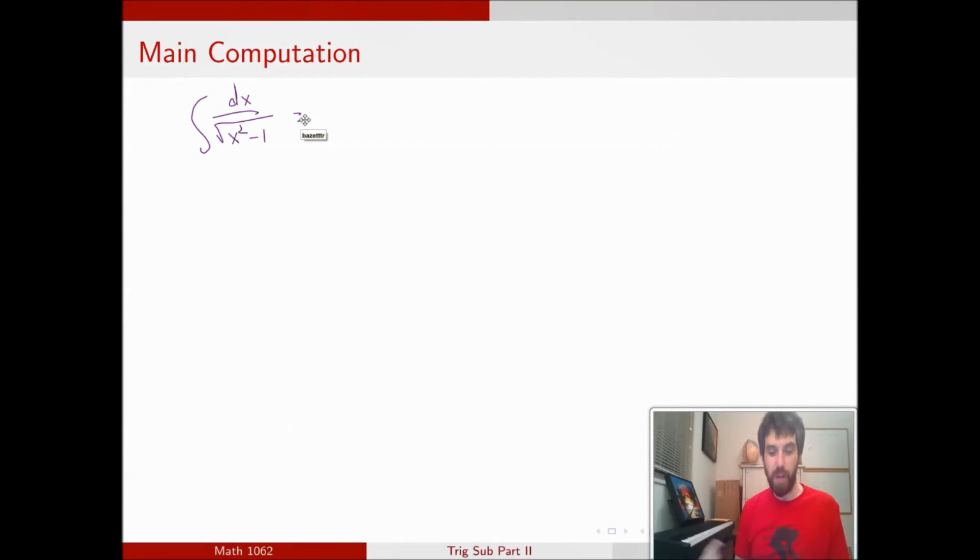Okay, so let's flesh out the computation. We've decided to use x as secant of theta, so this is going to be the integral, well, dx, we decided, is secant theta tan theta d theta, that's the derivative of secant.